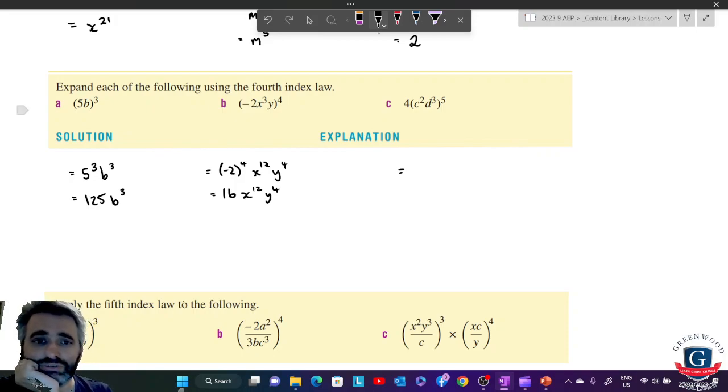Again, we have to be careful. The power of 5 does not apply to the 4 because it's outside the bracket. We write that down. 2 times 5 is 10. 3 times 5 is 15.